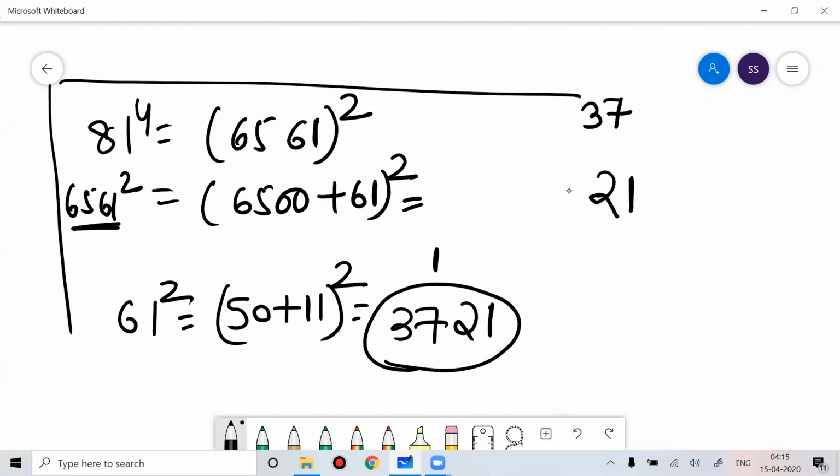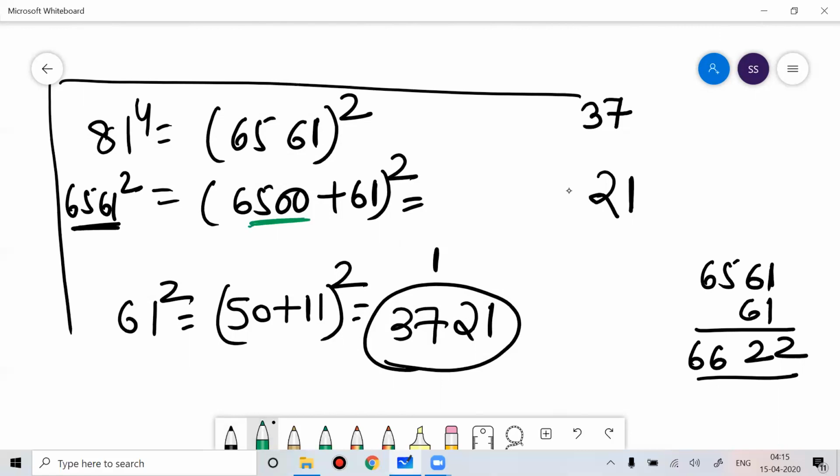Now add 6561 plus 61. If you add, how much will you get? You'll get 6622. So you are comparing with 100. If you are comparing with 100, this is 65 times of 100. This was half of 100. That's why when I added 61 plus 11, 72, I divided by 2, because 50 is the half of 100.